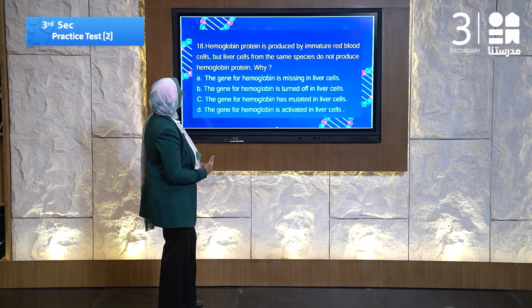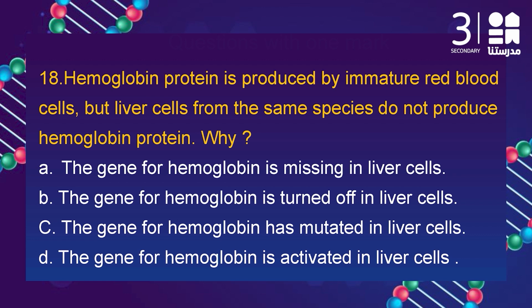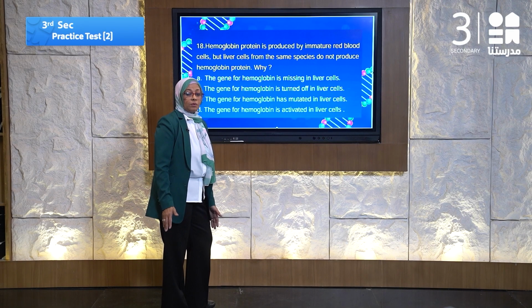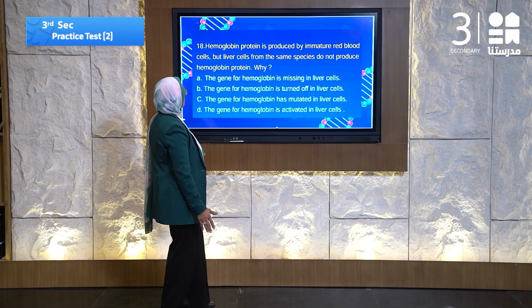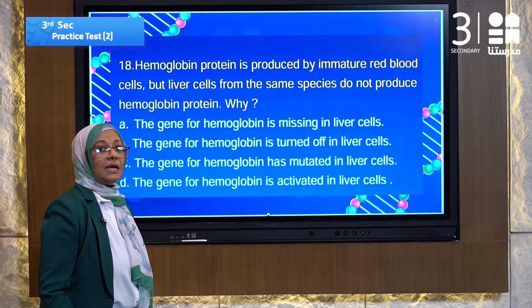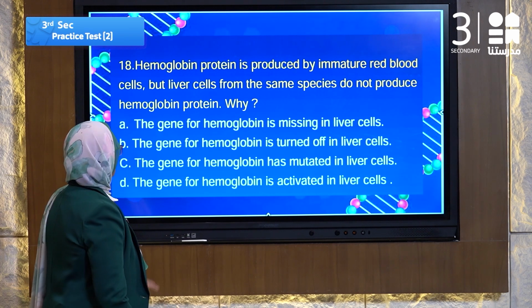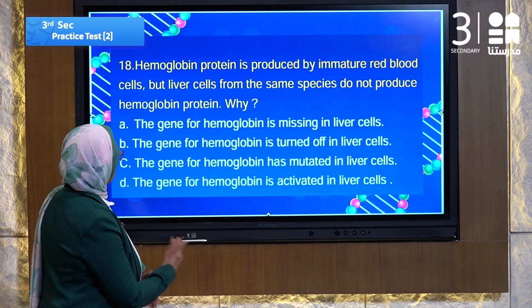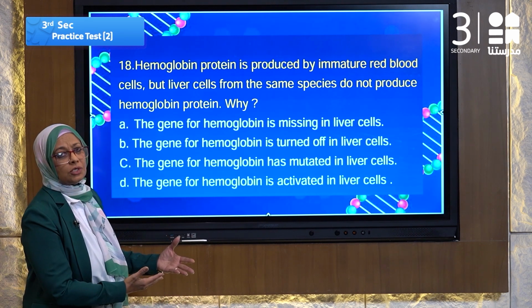18. Hemoglobin protein is produced by mature red blood cells, but liver cells from the same species do not produce hemoglobin protein, and why? Now we find the reason why the hemoglobin protein is not formed in the same species. Let's read the choices to make a decision.